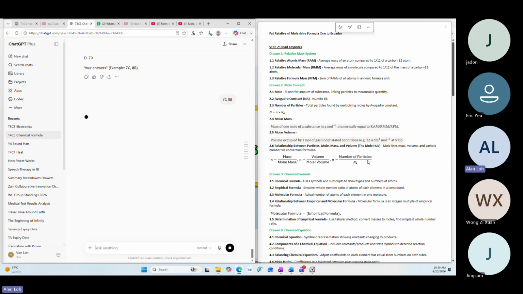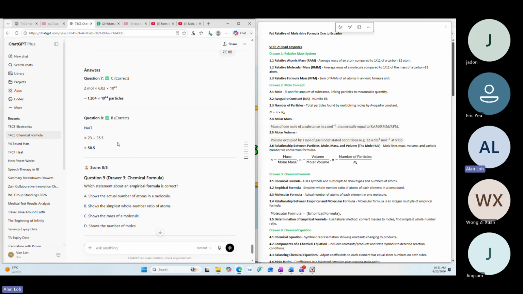C and B. I also think it's C and B. Yes, the answer is C and B because 1 mole is this one, right? If you see here, 1 mole is how many particles? Yeah, 1 mole is 6.02 times 10 to the power of 23. So 2 moles is times 2. Okay.